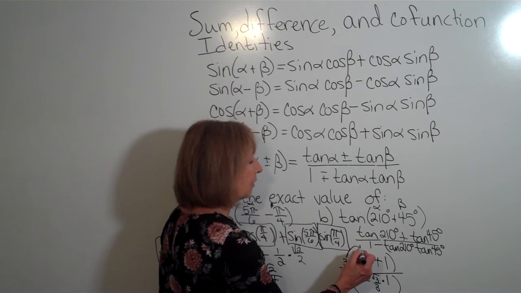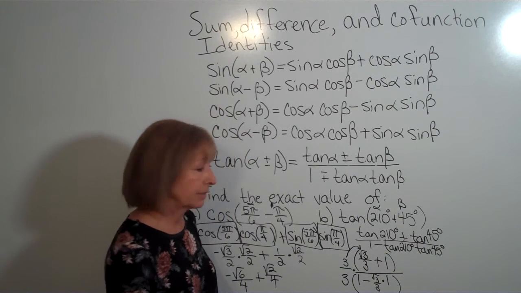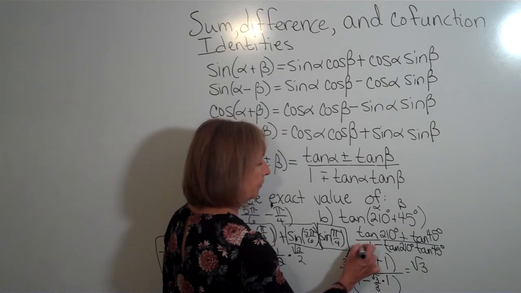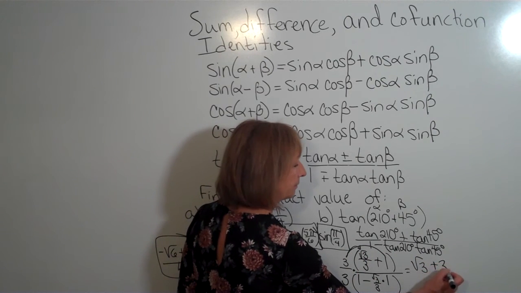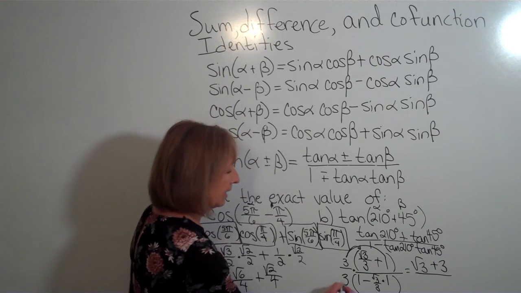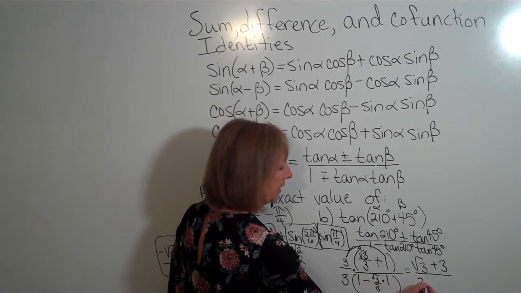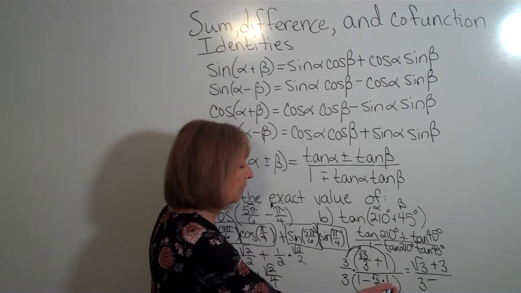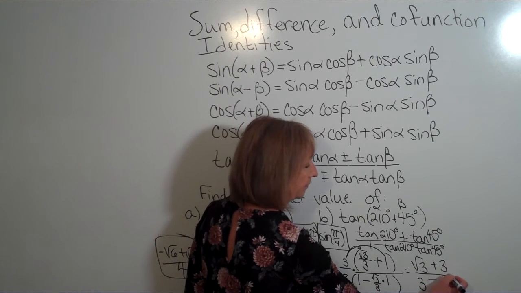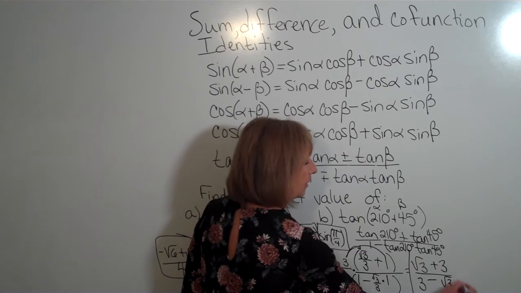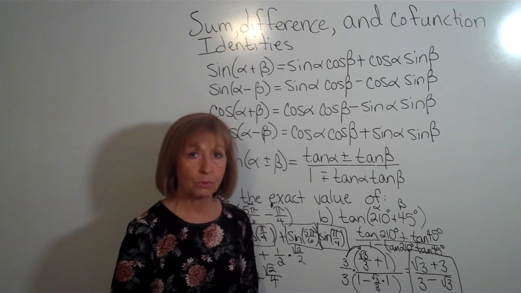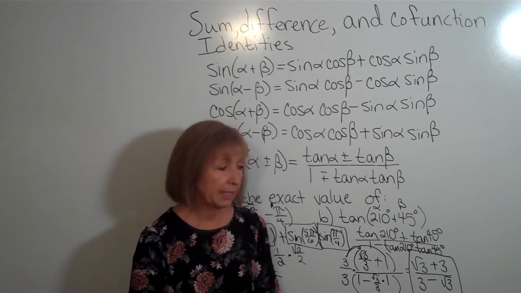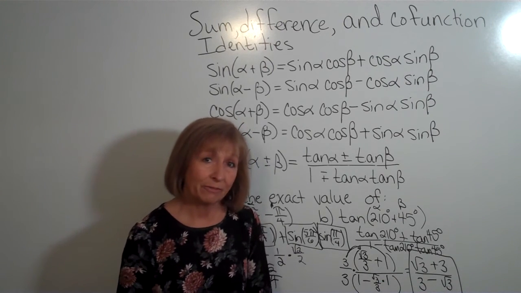Now 3 times the square root of 3 over 3, the 3's will cancel, and that'll give me the square root of 3. Then 3 times 1 is plus 3, divided by 3 times 1 is 3, minus 3 times the square root of 3 over 3 times 1 just gives me the square root of 3. So that exact value is the square root of 3 plus 3 divided by 3 minus the square root of 3. Now that doesn't simplify any further either.